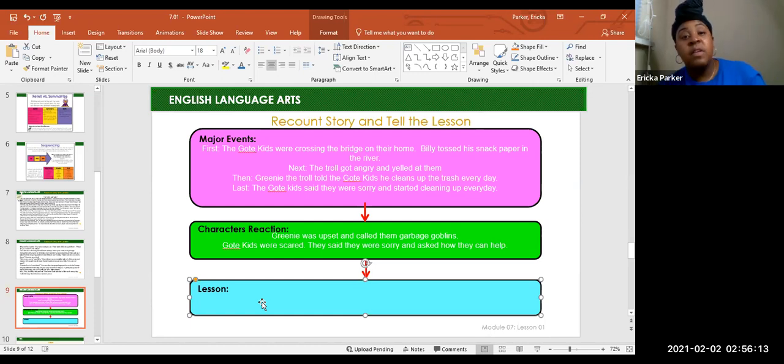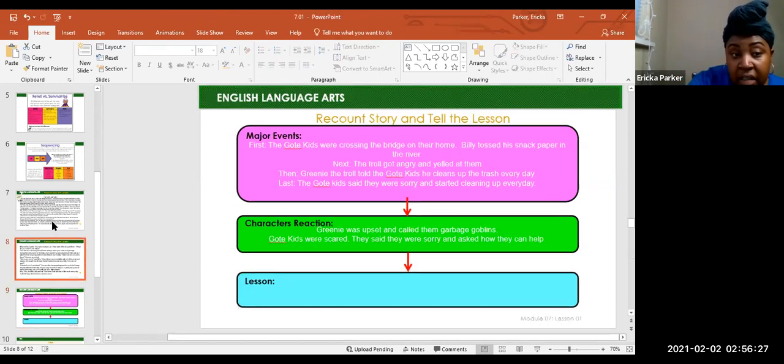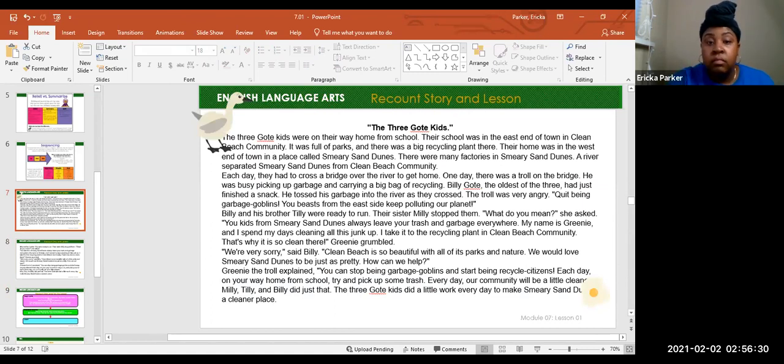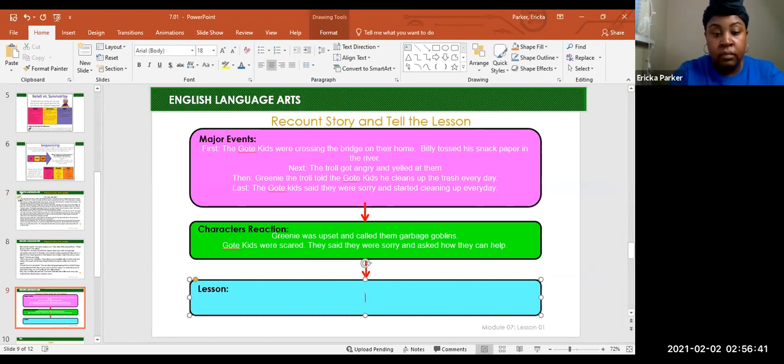So now that we went through the major events in the story, basically retelling our story, and we're writing how the characters felt about all of this. What was the lesson that was learned at the end of the story? What lesson were they trying to tell us at the end? Okay. So our lesson at the end was every day you pick up trash, it makes your community cleaner. So this was mainly about teaching you how you can keep your community clean.